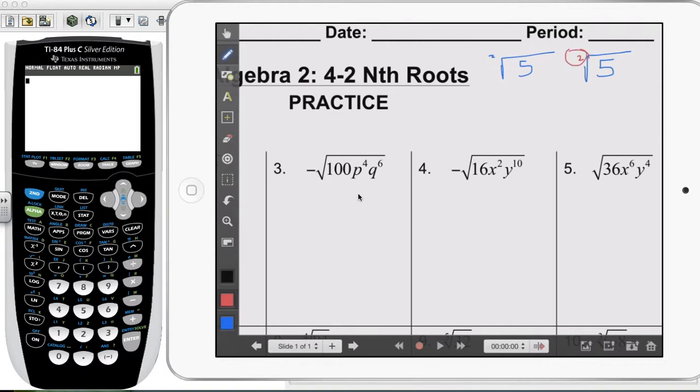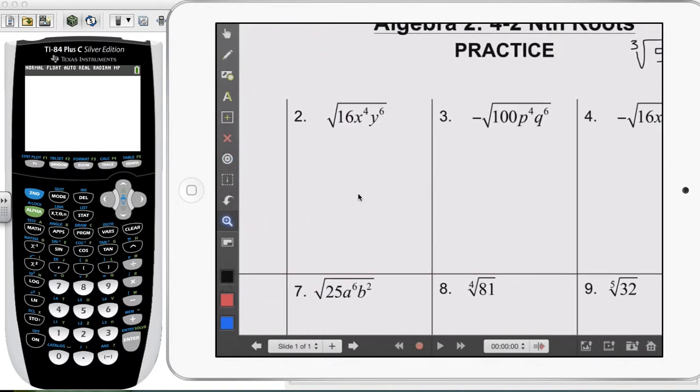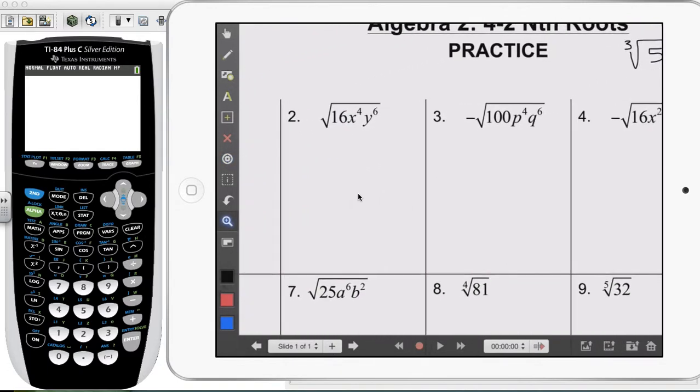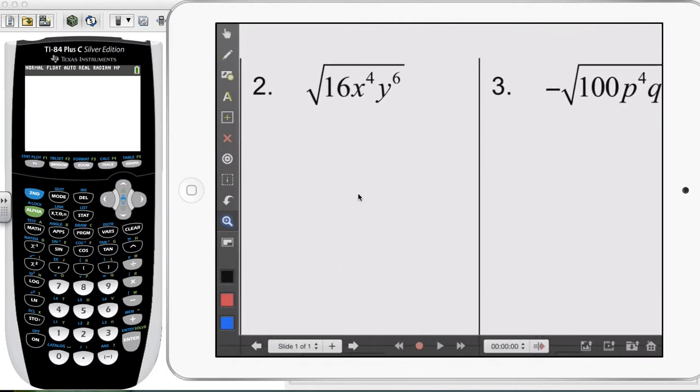Now, in this lesson, we're going to learn how to simplify different types of roots, like cubic roots, fourth roots, and so on. That's why it's called nth root, because the index is going to be changing, and we're going to learn how to simplify different types of radicals. In this tutorial, I'm going to be working on the even numbers in the practice sheet. So let's start on number 2.